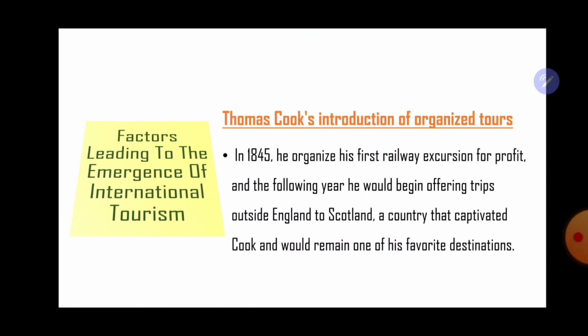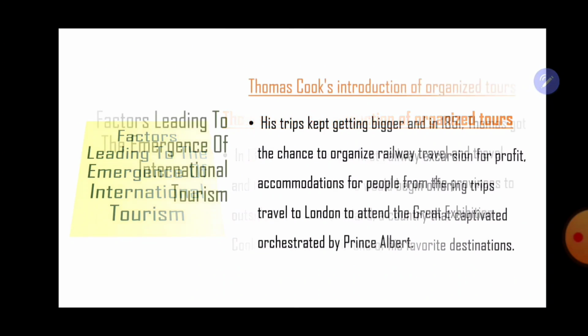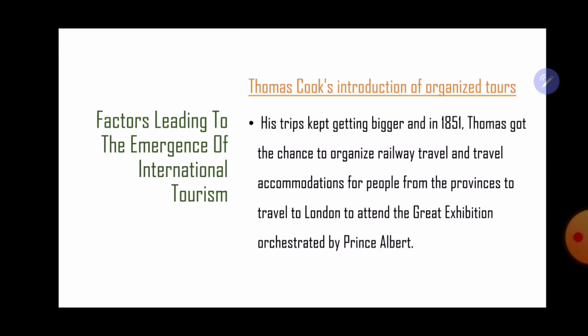In 1845, he organized his first railway excursion for profit, and the following year he would begin offering trips outside England to Scotland, a country that captivated Cook and would remain one of his favorite destinations. His trips kept getting bigger, and in 1851, Thomas got the chance to organize railway travel and travel accommodation for people from the provinces to travel to London to attend the Great Exhibition orchestrated by Prince Albert.